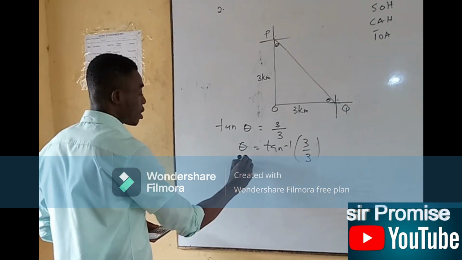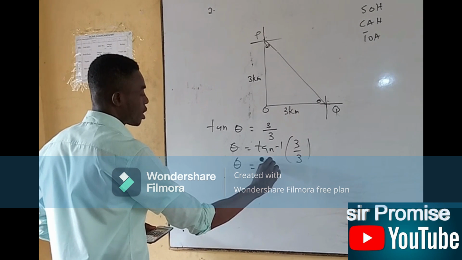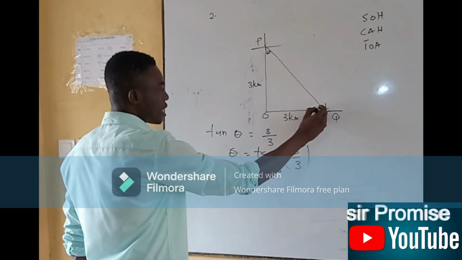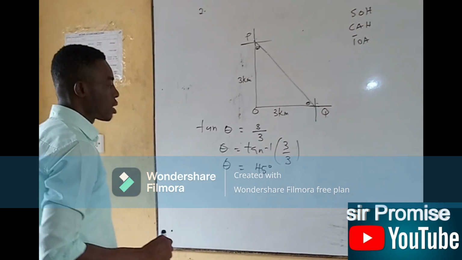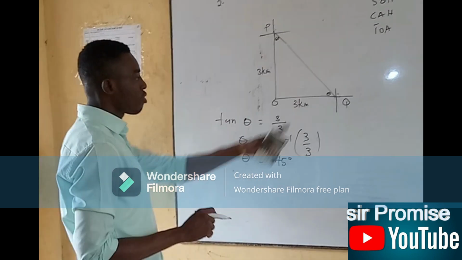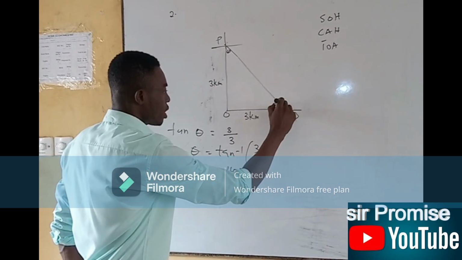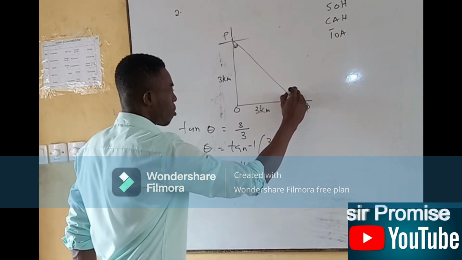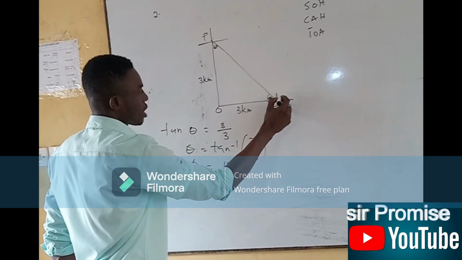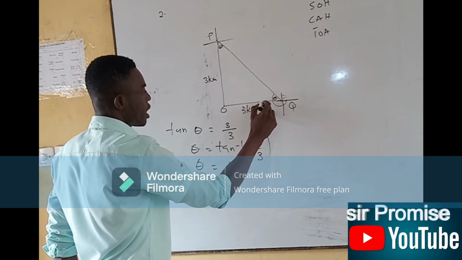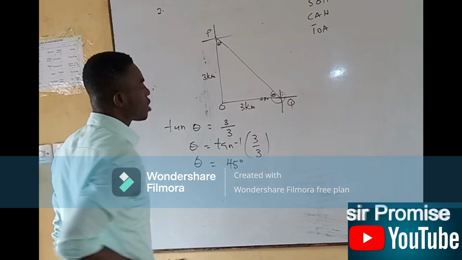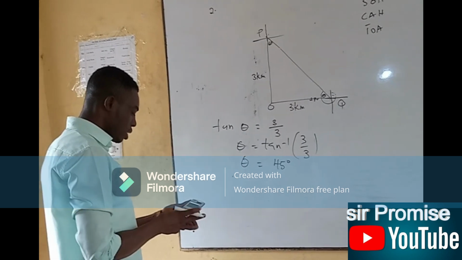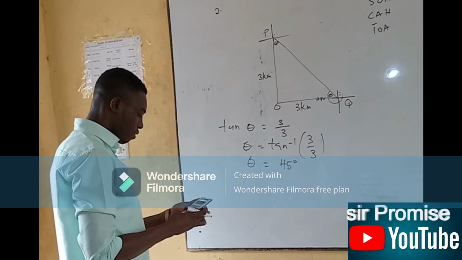Tan inverse of 1 is equal to 45 degrees. So it means that the angle that is here is 45 degrees. But we are saying that we have to find the bearing. Only this angle is 45. Finding the bearing from Q to P, we start from here, and we know that here is recorded to be 270. So all that we have to do is that the 270 will be added to the 45.